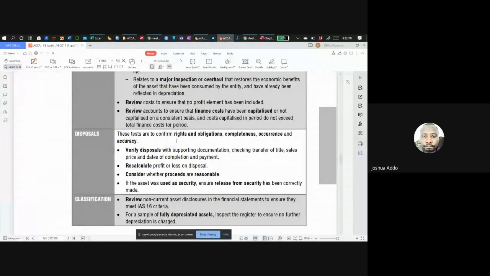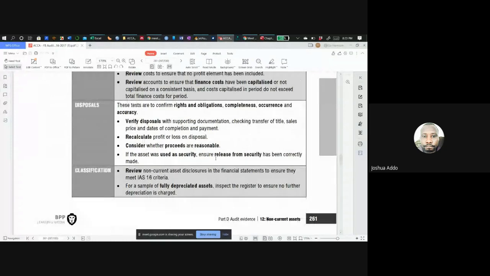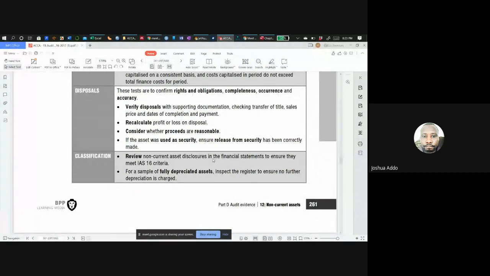Disposals, you have specific procedures that will help you validate other assertions for disposals. For example, verify disposals with supporting documentation, checking transfer of title, sales prices, and dates of completion of payments, etc., etc. The etc. things are there. Please go and read on them.